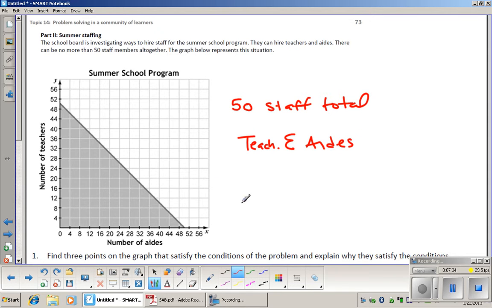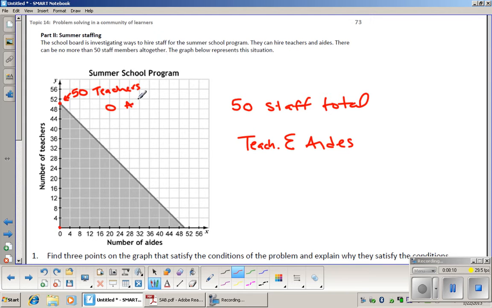Now let's see if we can make some sense out of why this graph is shaded and what these pieces mean. Well, first of all, they said they could hire up to 50 staff members. So that means this point is pretty good. That means that's the case where I hired nobody. Let's look at this point right here. This is where it looks like they're only hiring teachers and no aides. So what number do you suppose is that right there? Like what can it max out at? Pause the video, think about it. Boom. Hope you guys came up with that right there. Boom, being 50 teachers. And no aides.